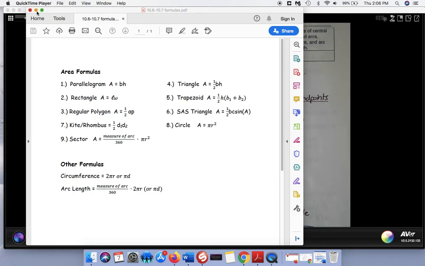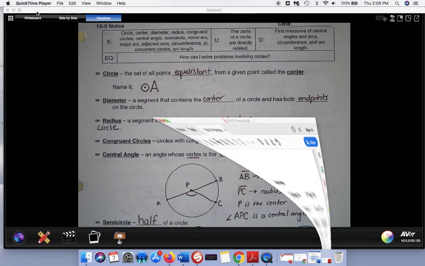Again, this is available when you're working on practice problems or graded assessments. You should have this, even if you can only open it on your screen, you should have it ready to look at. If you can print it, it might be a good idea to print it as well.